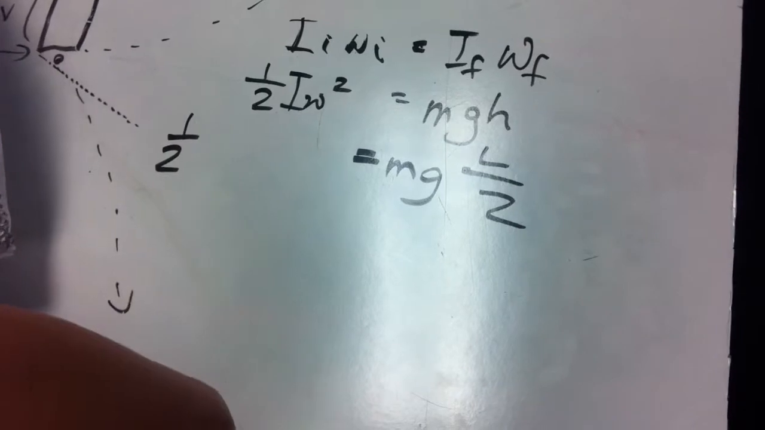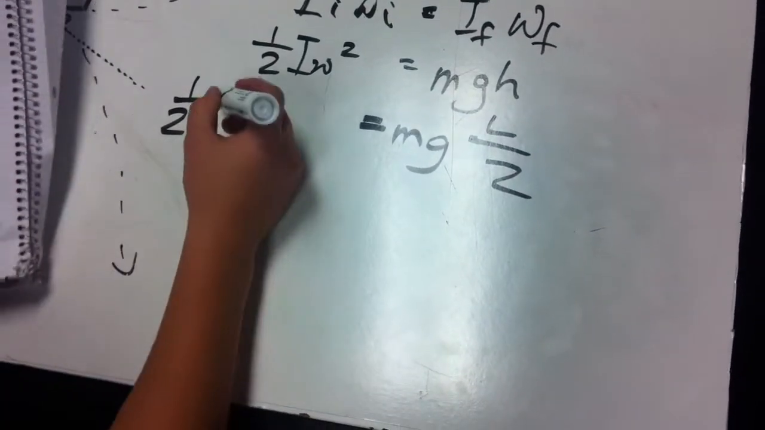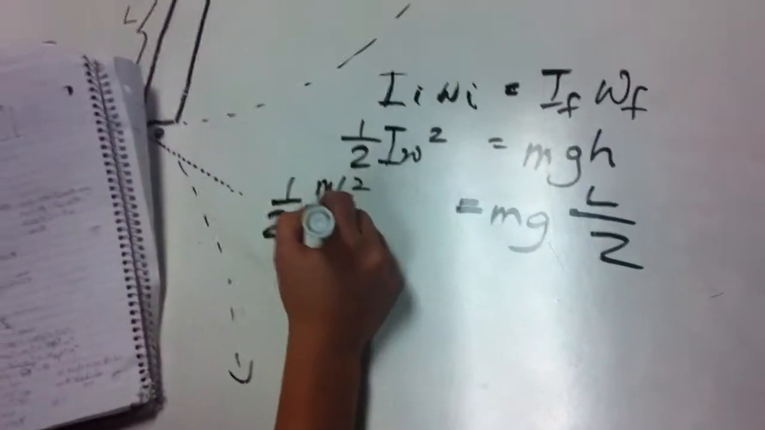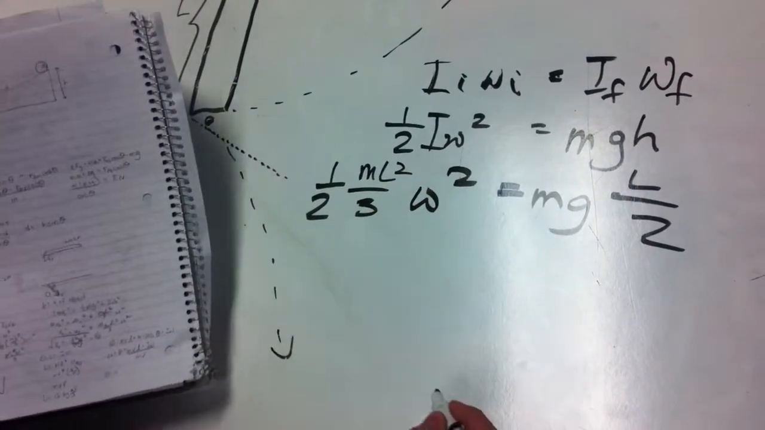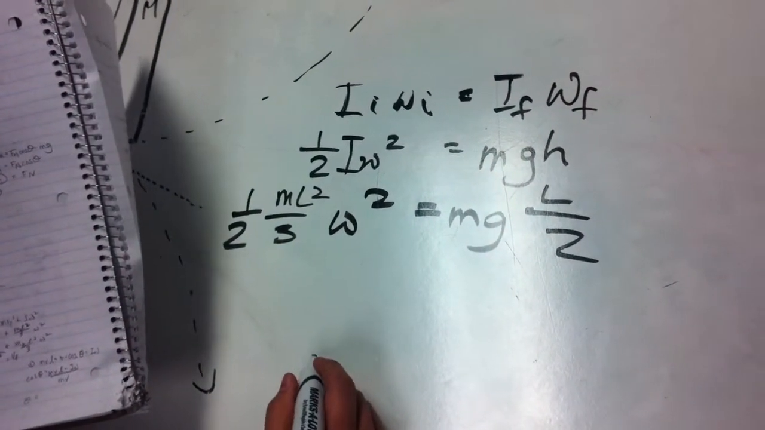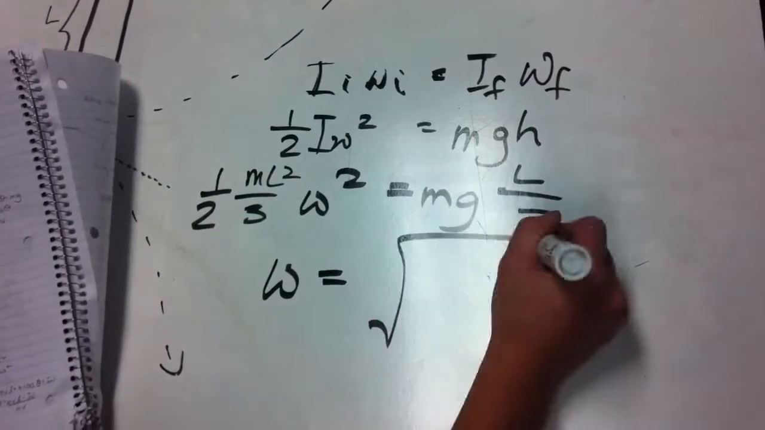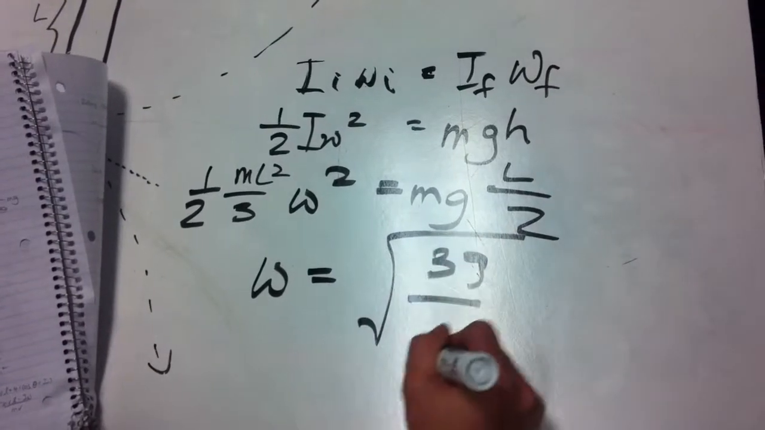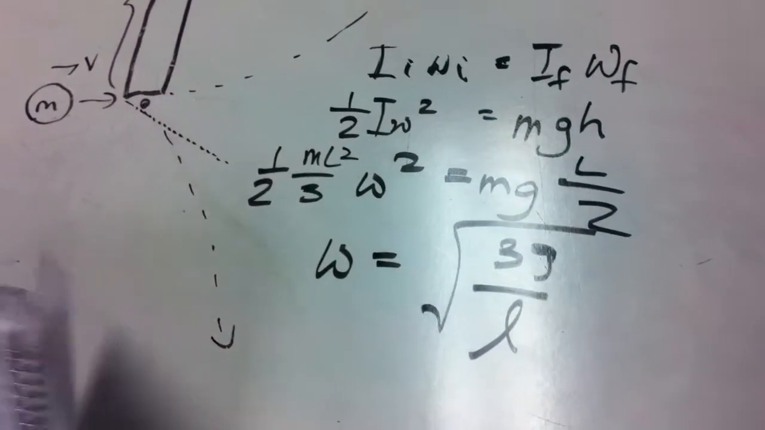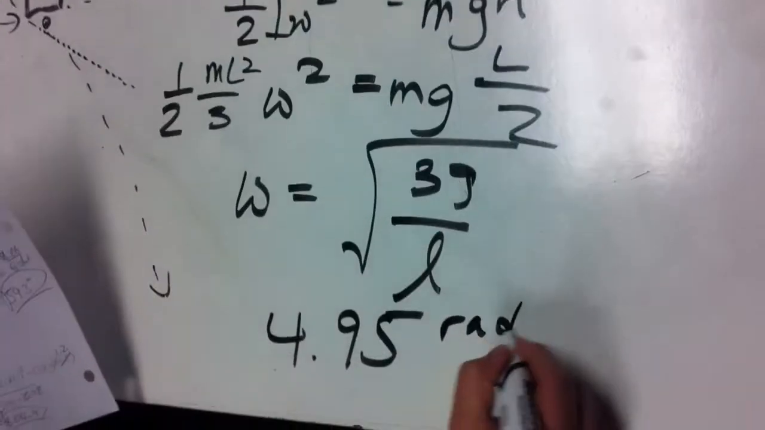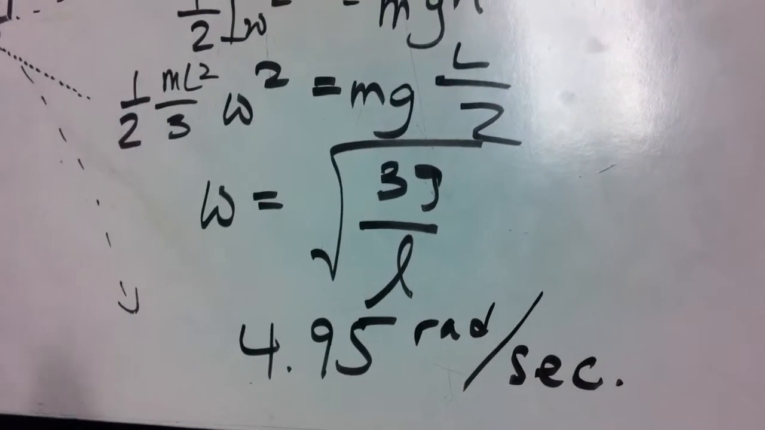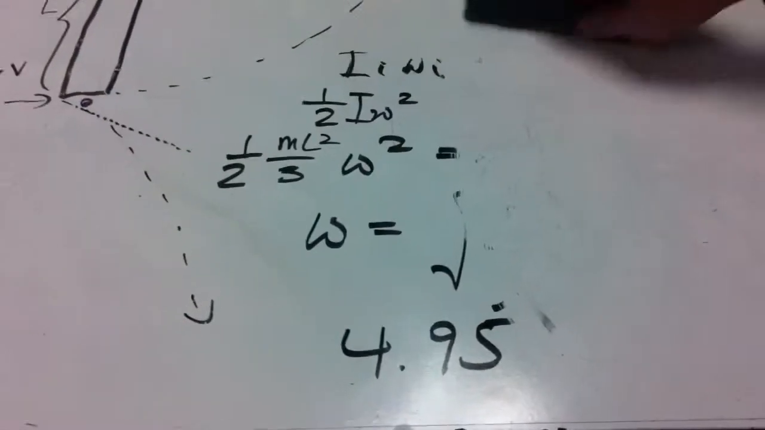And the I of the swinging bar is mL squared over 3. So we have mL squared over 3 times omega squared. And then if we solve for omega, we eventually get, I'll skip the algebra, the square root of 3g over L. And if you plug it in, we should get a numerical value of 4.95 radians per second. Okay, that is it for part A.